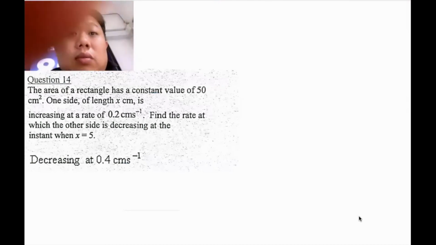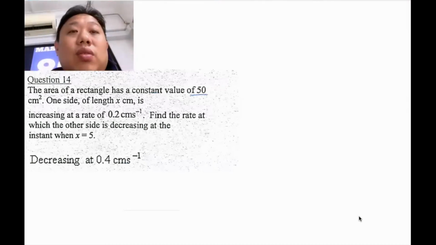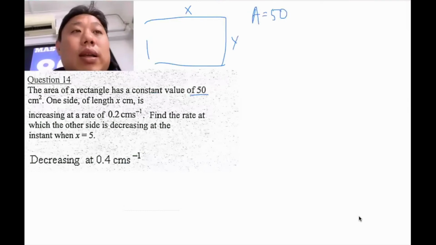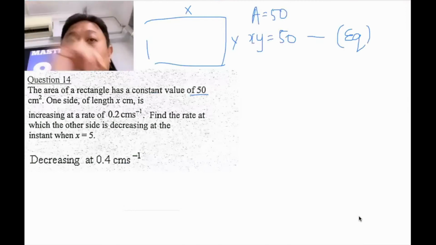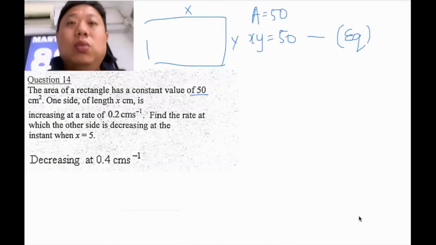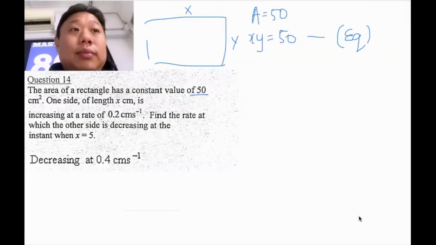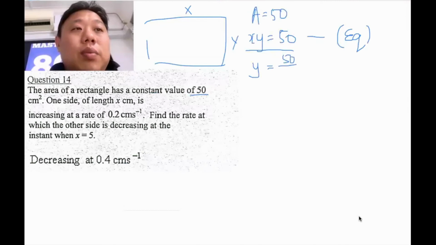Okay, so now if you go to the next question, you realize that the king is not given so clearly. The area of the rectangle has a constant value of 50. So 50 is the area. So area equals 50, and the rectangle has one length x, the other length I call y. So I'm going to write xy equals 50. So what is this now? This is the skill of looking for an equation. I need to search for the king now. So this is the king: length times breadth equals 50. So if I want to find the other side, it will be 50 over x.